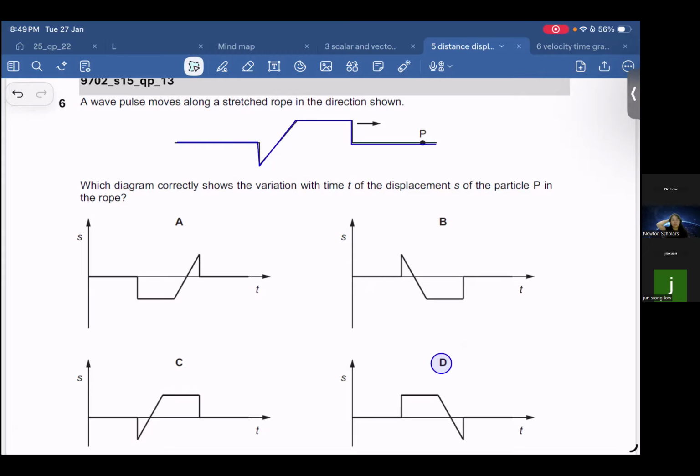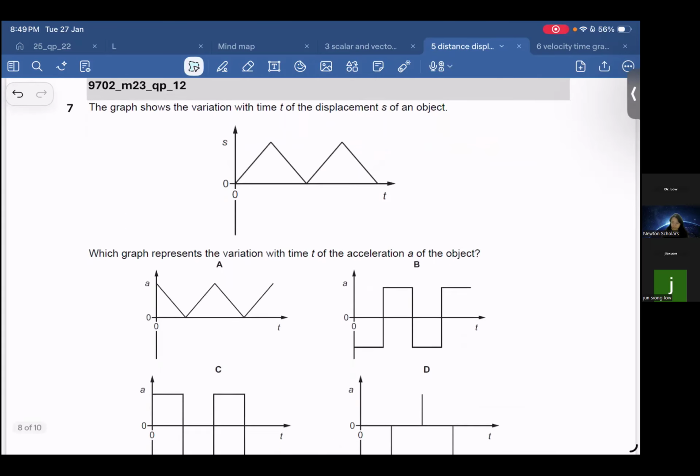Yes. Jiaxuan, okay? Okay, so we go to the next question.